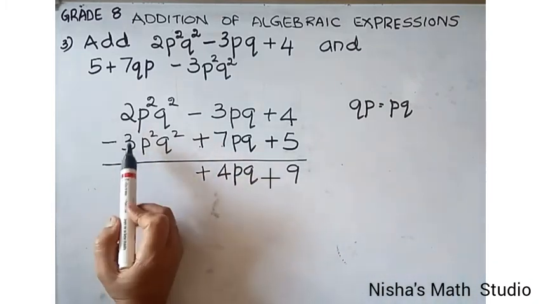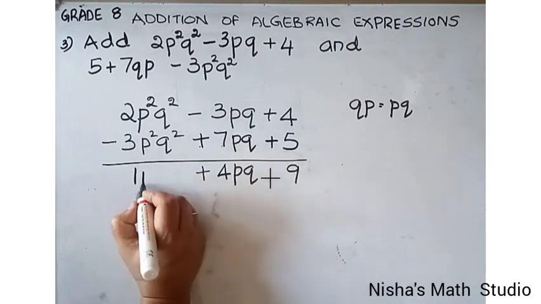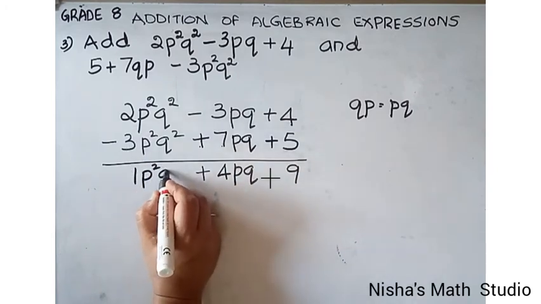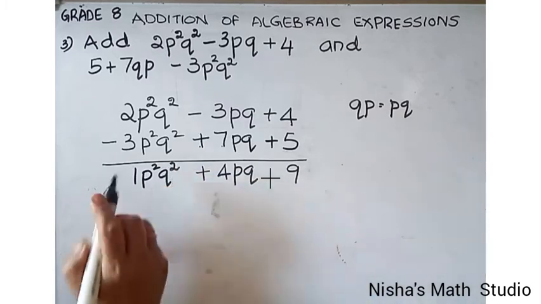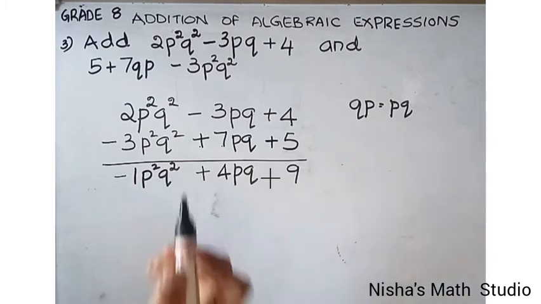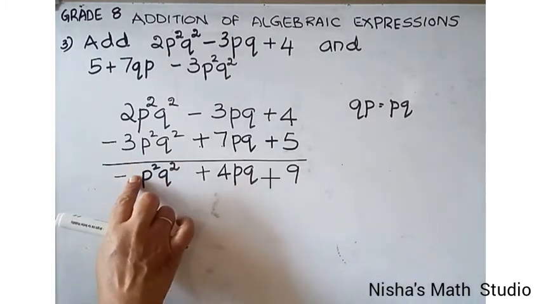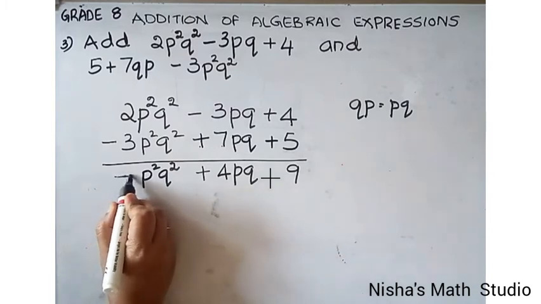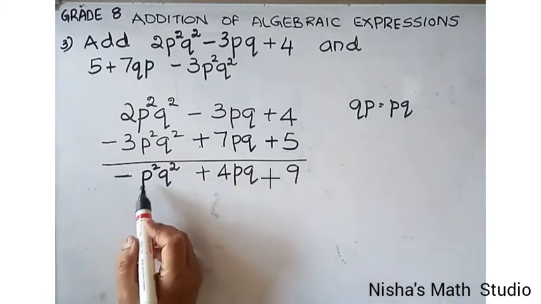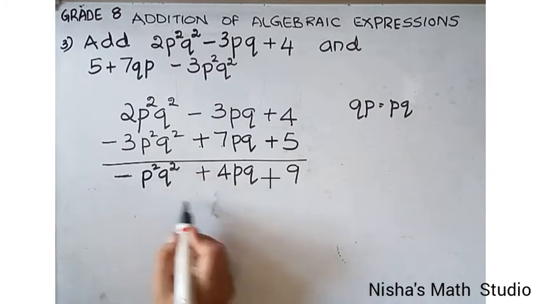Here you have one positive, one negative. So 3 minus 2 is 1. Write the same variables, 1 p square q square. Bigger number is 3 and its sign is negative, so it is minus 1 p square q square. But if the numerical coefficient is 1, usually it is not written, it is simply written as p square q square. It means it is 1 p square q square.